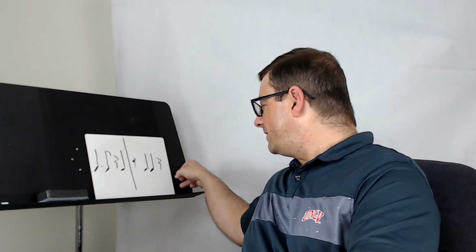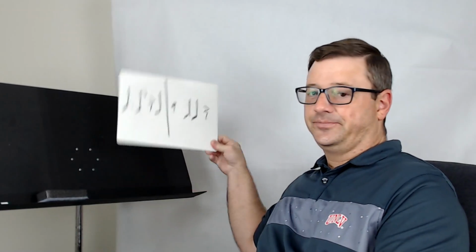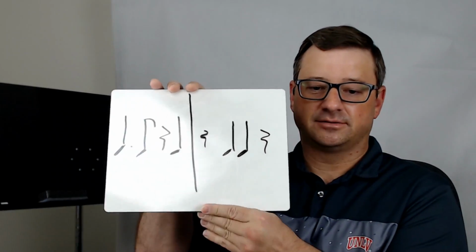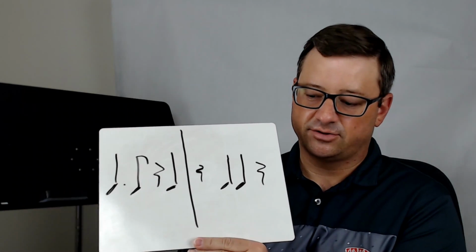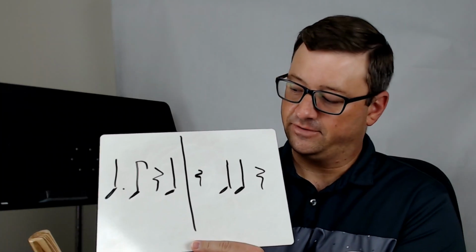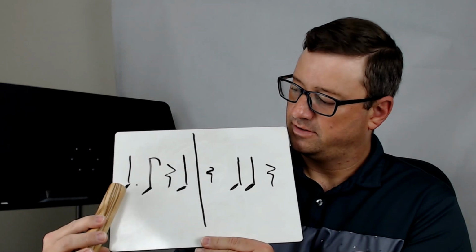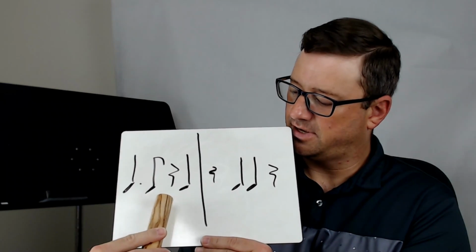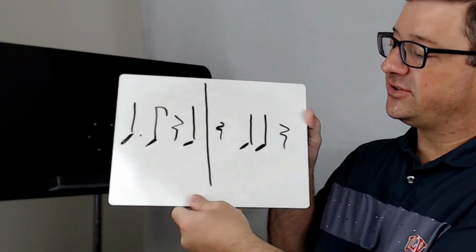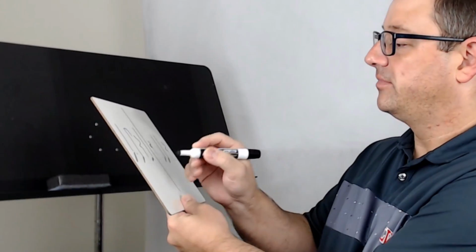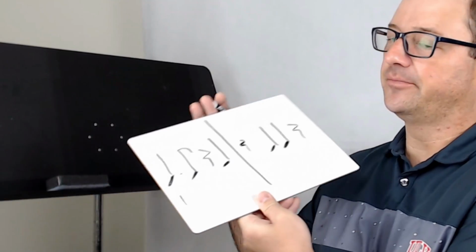So I've written that on my whiteboard over here. Take a look. This is what it looks like. So you've got the first part, this is the 3 notes, and then the second part, here's the 2 notes. The first beat of any measure always is 1. So we're going to put a 1 underneath the first note, just like that.